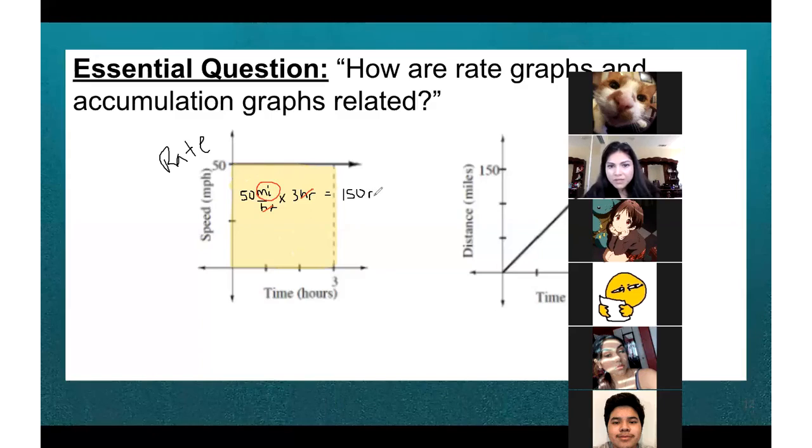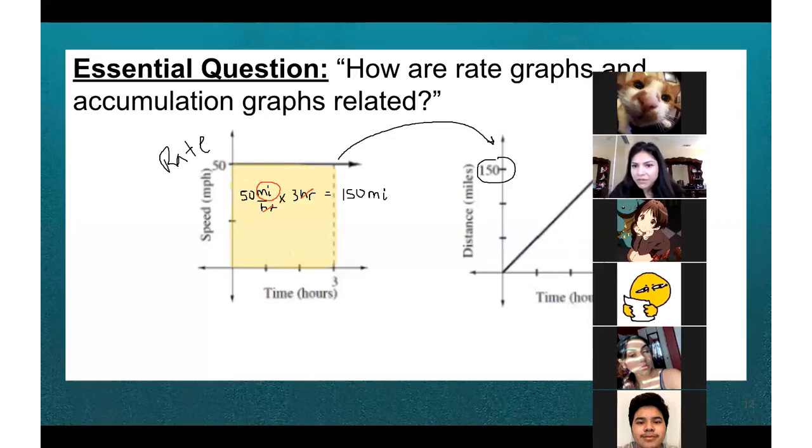And it isn't a coincidence that this area, the area under the rate graph, is giving you the total distance after 3 hours that you're on the whatever, driving or something. Total distance after 3 hours, 150. So again, area under the rate graph gives me total accumulation. Remember, accumulation just means whatever is getting accumulated. In this case, it's distance, because sometimes the thing that's getting accumulated is not always distance. So that's why we call it total accumulation.